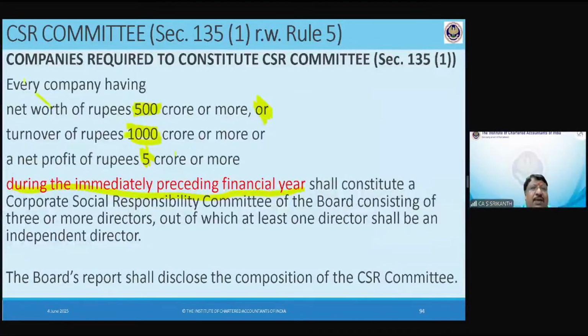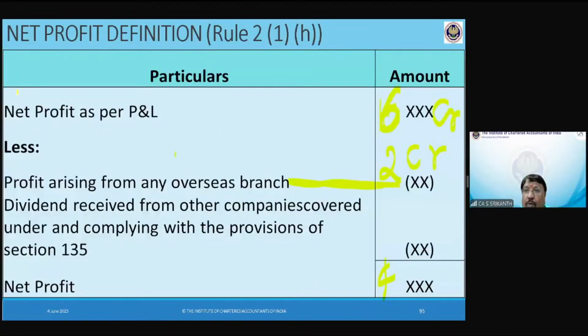If your net worth is less than 500, turnover less than 1,000, your profit is 6 crore, more than 5 crore, but your Dubai branch is earning 2 crore out of that 6 crore. That has to be removed. Why do you think this is so? Simple logic, man. They are not allowing you to do CSR outside India. Na? So any foreign income also they cannot consider for calculating.